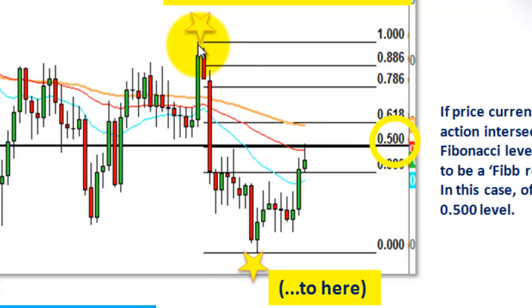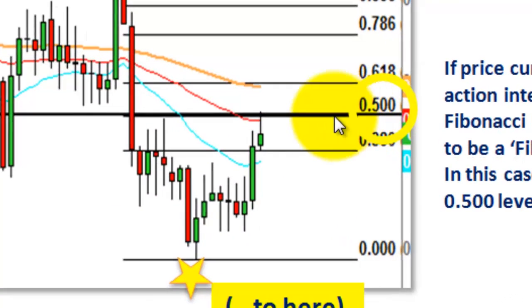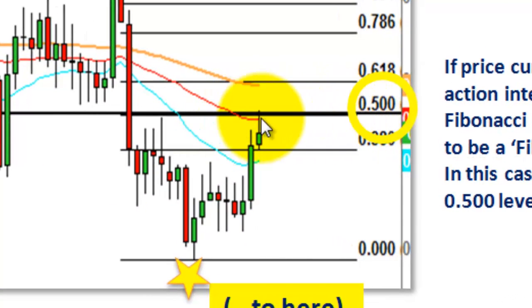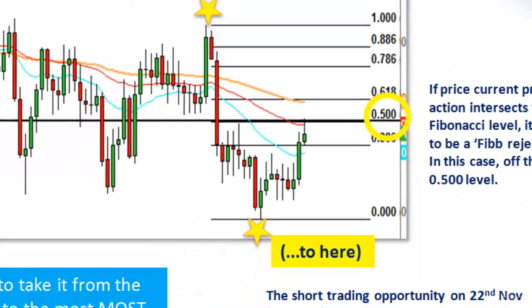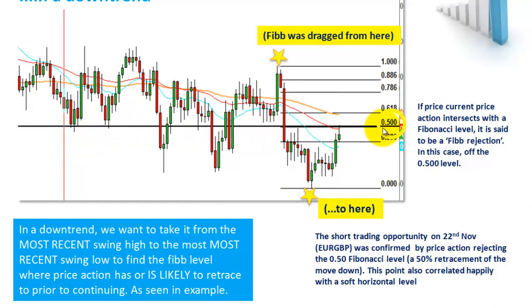In this case, we can see that price action has tested off the 50% Fibonacci level, like so. And this level just so happens to correlate with a horizontal level as well, which is a fantastic confluence of factors.